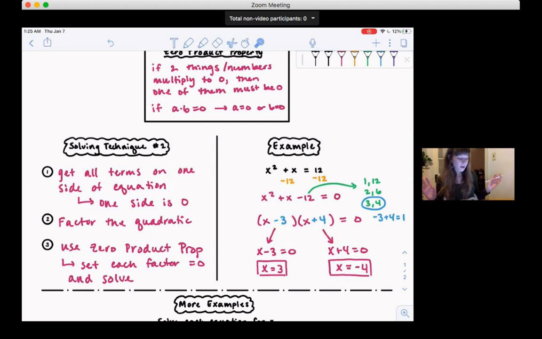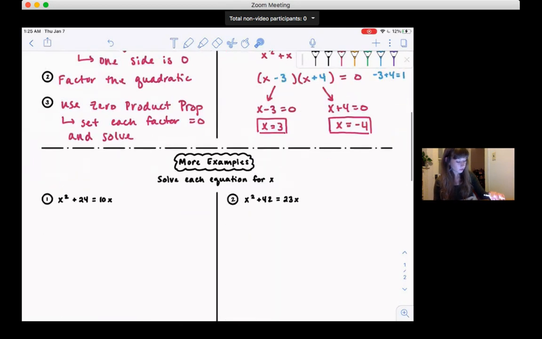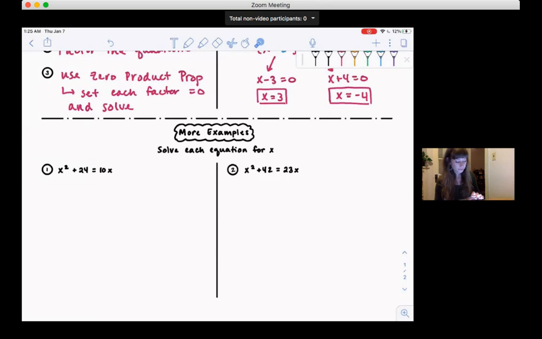Okay, hi, welcome back. So we just went through our first example of solving by factoring. We get all the terms on one side, we factor the quadratic, and then we use the zero product property, which tells us that one of the factors must be zero. So we set each factor equal to zero and solve. And that gives us two solutions. So now we're just going to do two more examples of that.